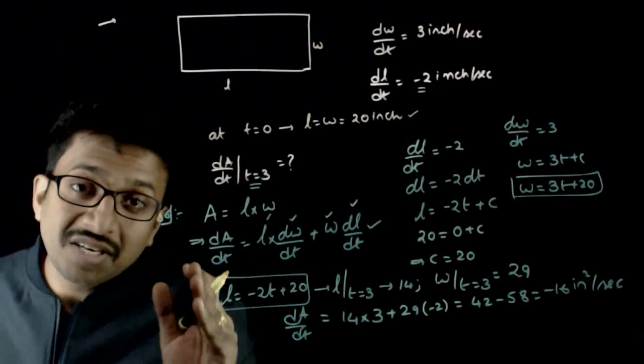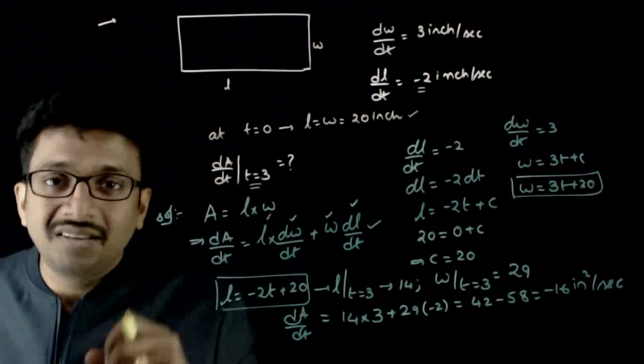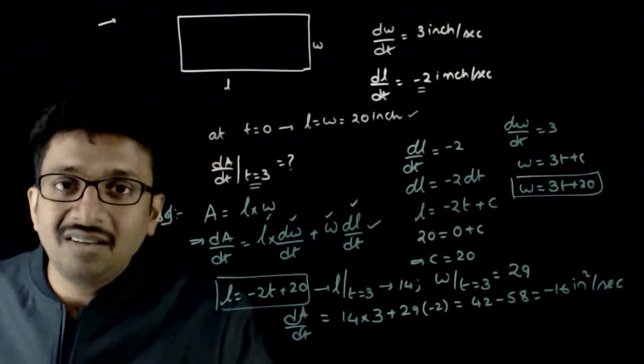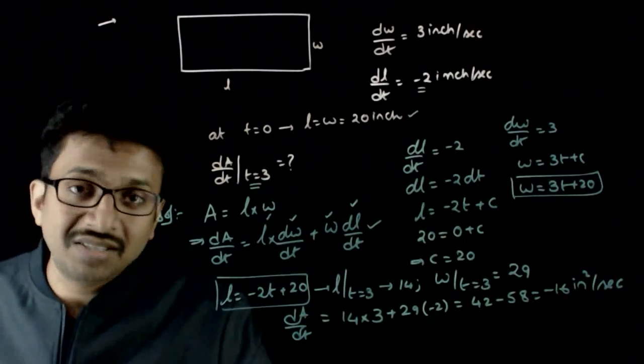That means at the instant t equal to 3, the area is decreasing at a rate of 16 inches squared per second. That's the answer to this question.